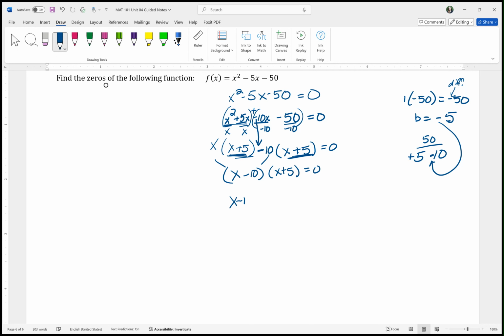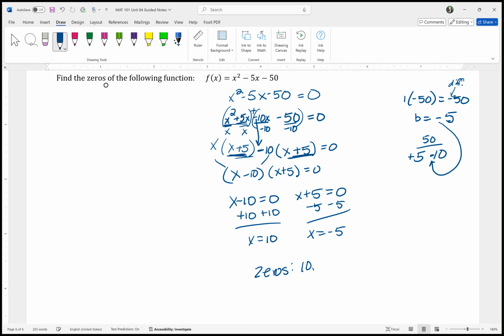And then we have x minus 10 equals 0. X plus 5 equals 0, setting each one equal to 0 and then solving. So we're going to add 10, that's x equals 10, and subtract 5, and that's x equals negative 5. So our two zeros are 10 and negative 5. So again, these are solutions to f of x equals 0. F of x equals 0. That's what you're doing. You're finding that. Okay, so that is finding the zeros of the function.